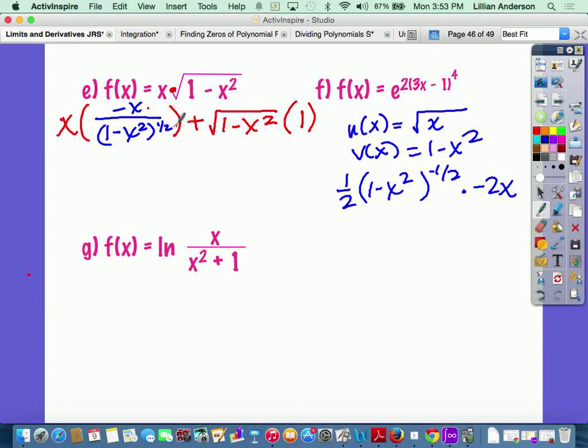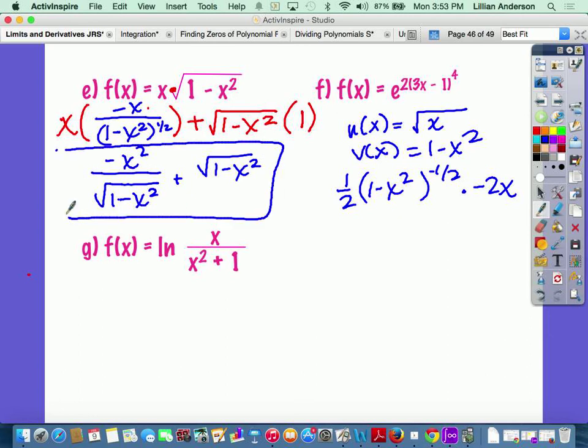And then you multiply. You get a negative x squared all over. I'm going to write this one as a root only because in this problem, I already have a square root. And then I can leave it like this. This would be my derivative. I could try to get a common denominator and everything, and that would be fine. But this would also be acceptable as well.